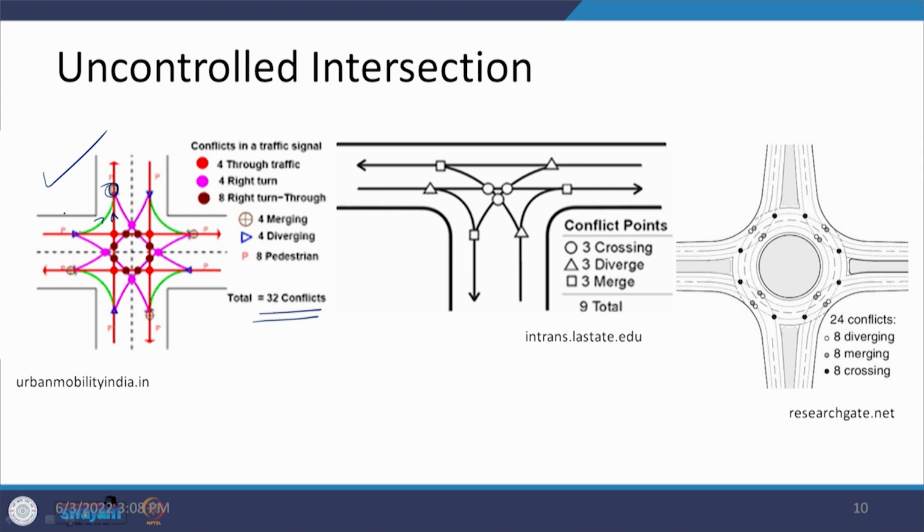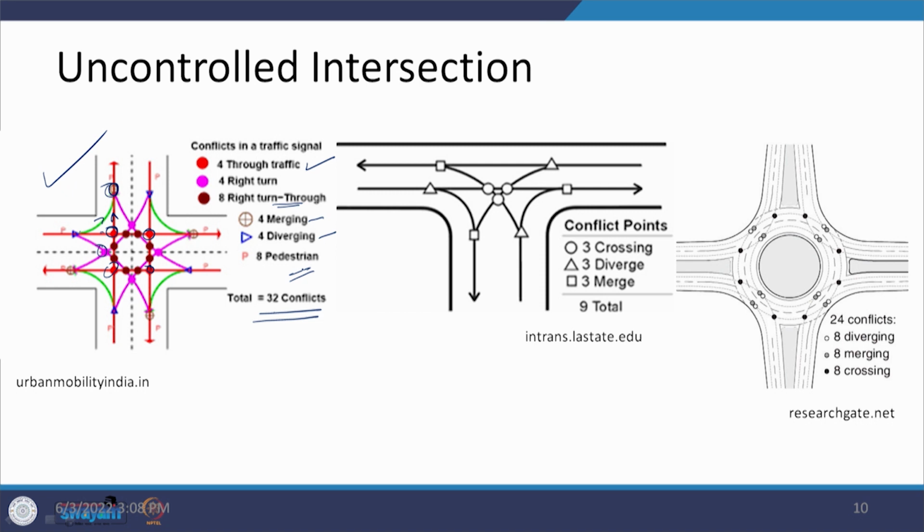So, in that sense there are 4 through traffic conflicts, that means this is a through traffic conflict. 4 right turning conflicts, where the traffic is taking a right turn, so it is going to have conflicts. 8 right turning with the through traffic conflicts, 4 merging, 4 diverging conditions, and 8 with respect to the pedestrians. So, likewise there can be say 32 conflicts on this type of a situation.